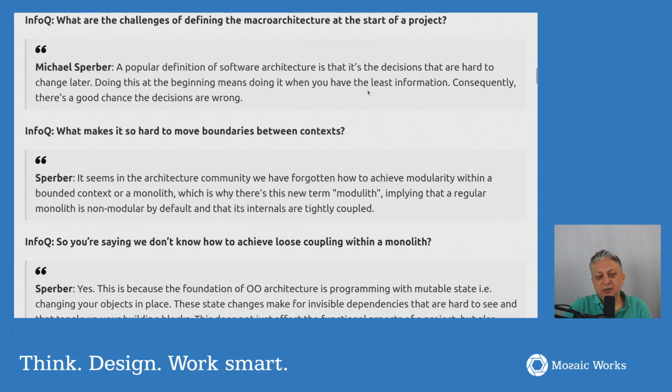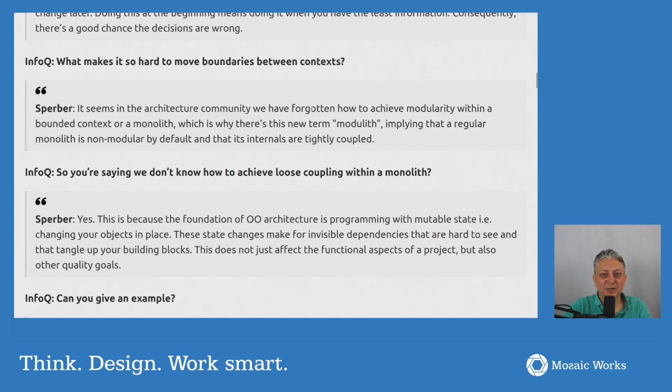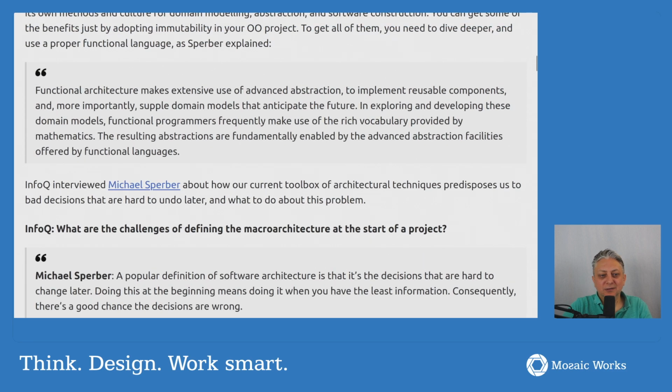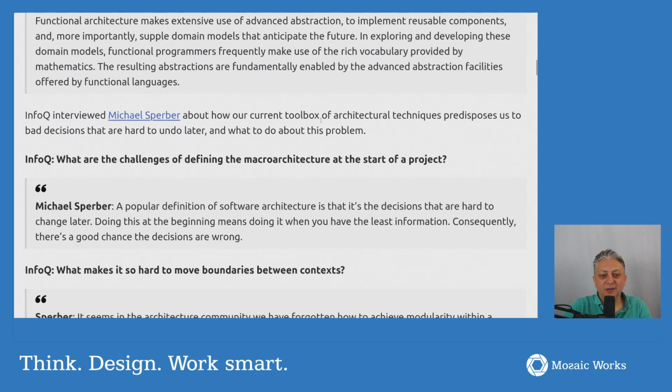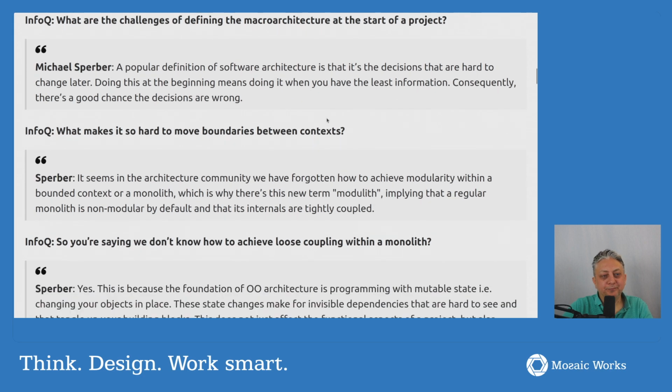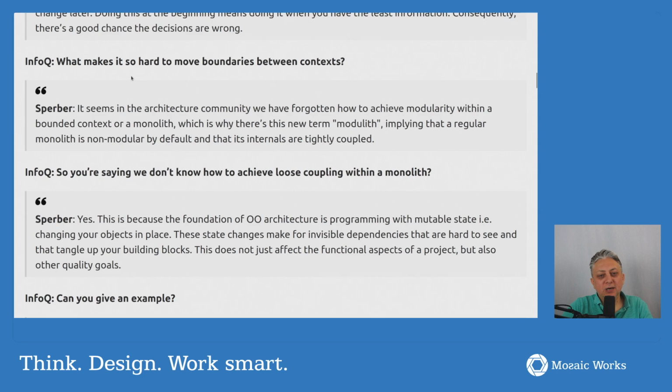And I think part of it is what we are discussing here as well, because supple and changeable, supple domain models that anticipate the future, from my point of view, what this means is that they can adapt to what we learn later. So, yeah. What makes it so hard to move boundaries between contexts?